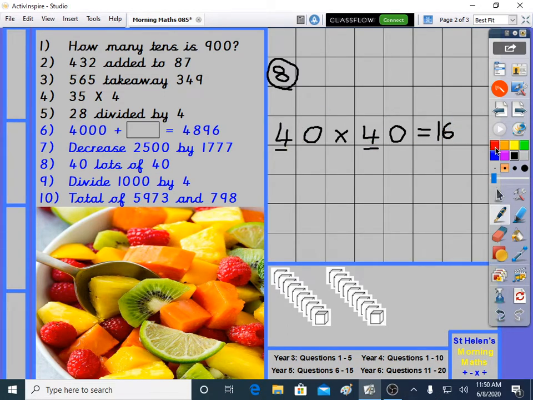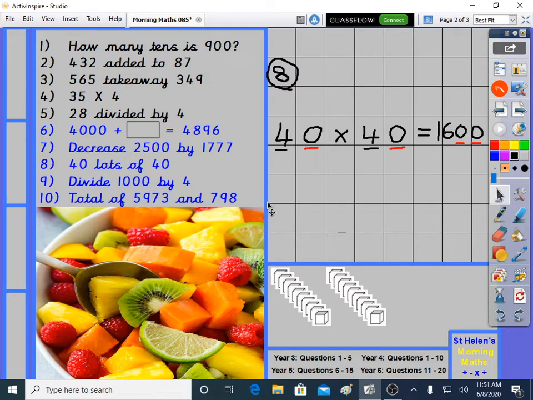How many zeros in the question? 1 there and 1 there, which makes a total of 2. 1, 2. And we're done. 40 times 40 equals 1,600. It's like 4 times 4 in disguise, but 2 zeros from the question had to go as 2 zeros in the answer. 40 times 40 is 1,600.